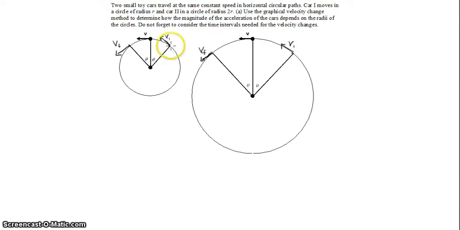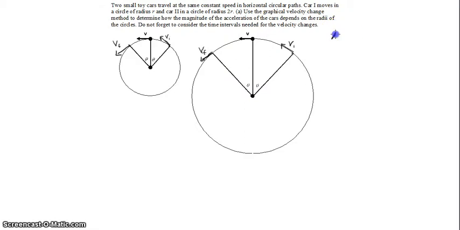So this is number 9. In both cases, we find that the magnitude of the velocity stays the same because they're traveling at a constant speed in a circle. So if we look at our changes in velocity for either case, the diagrams are going to be identical.